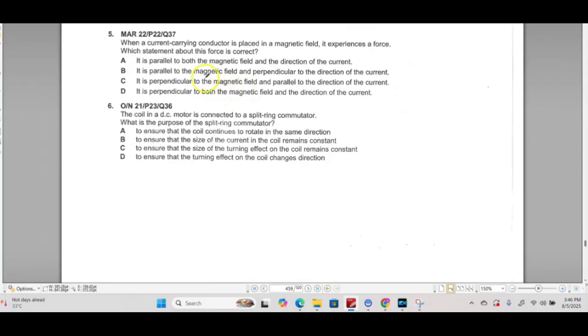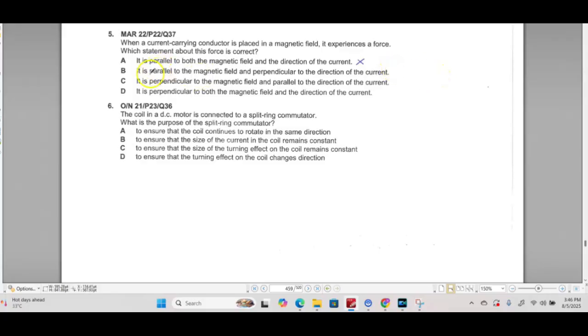Question number 5. When a current carrying conductor is placed in a magnetic field, it experiences a force. Which statement about this force is correct? It is parallel to both the magnetic field and the direction of the current. No, that's not correct. All the three fingers are actually perpendicular to each other.